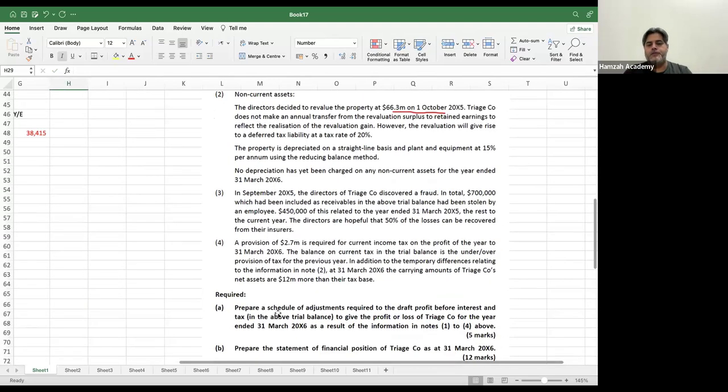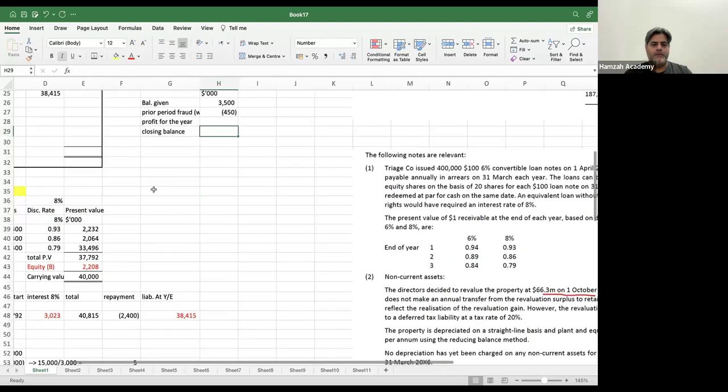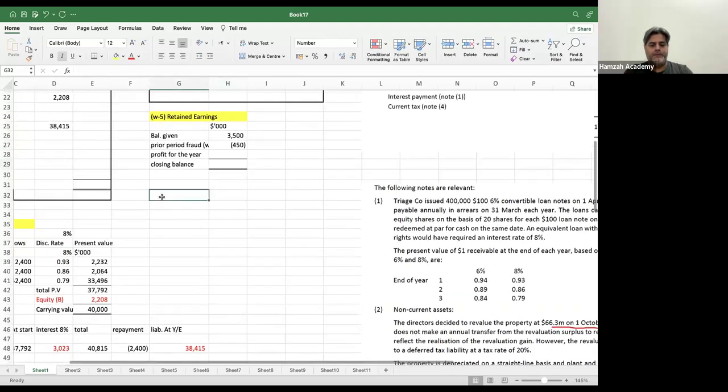Fourth point is a provision of 2.7 million is required for the current tax on the profit for the year. And then we have the balance on the current tax. So we are going to have this tax point over here. I'm going to go over here. Working 6 with the tax.